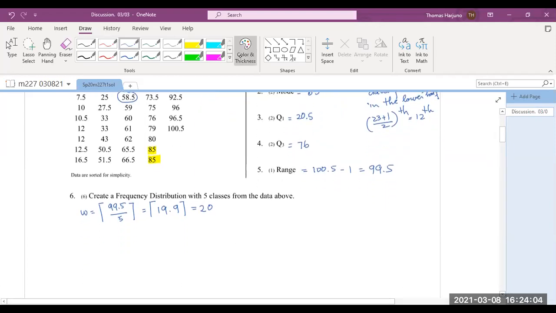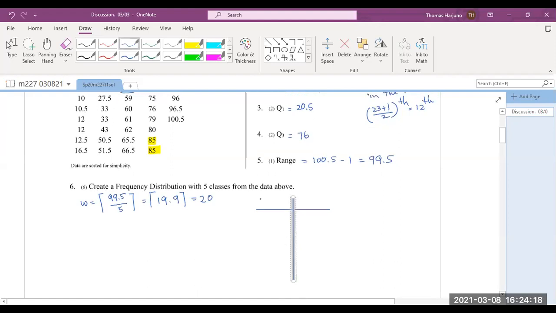Therefore, my classes will be: the lower class limit of the first class will be 1. So that's scores, and this is the frequency. 1 plus 20, 21 plus 20, 41 plus 20, 61 plus 20, 81. And then this is up to 20, 40, 60, 80, 100.